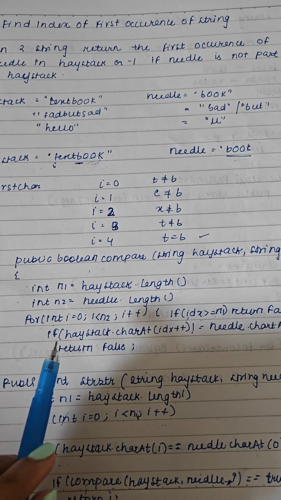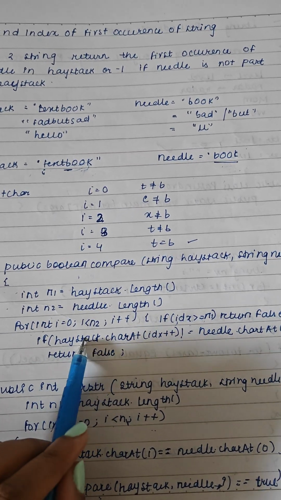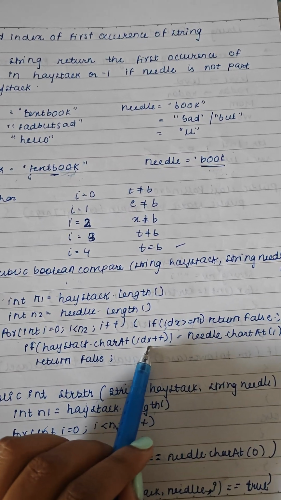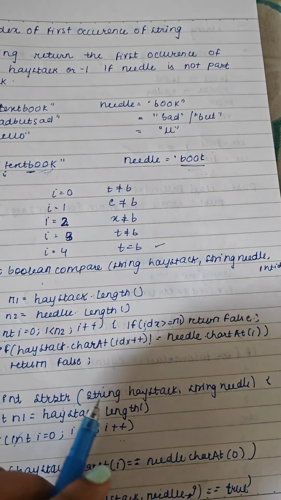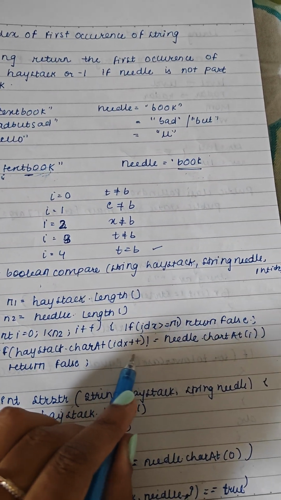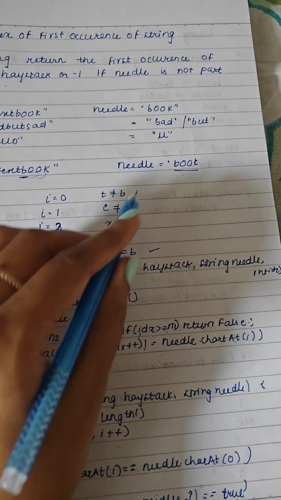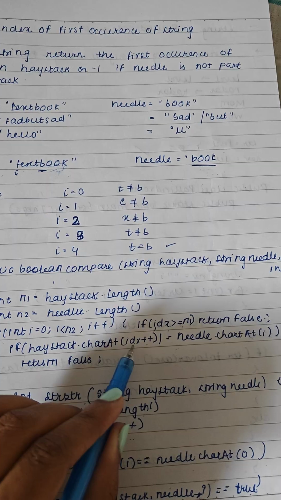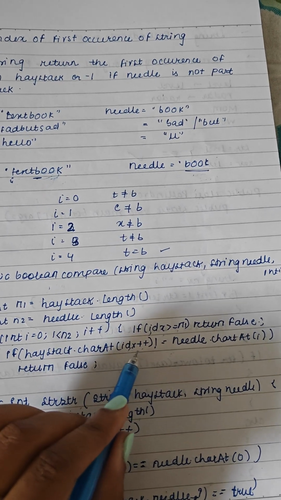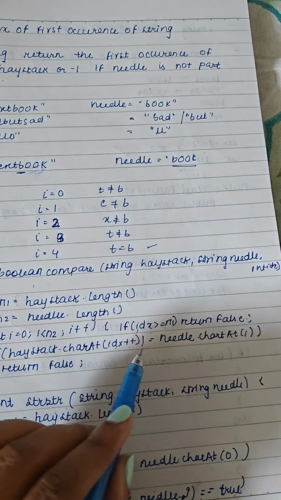Now this is the condition where haystack dot caret index plus plus, so our index is at 4. If you see 0 1 2 3 4, so first it will check 4, which is not equal to caret, so this condition is false. Then again index plus plus, so it will check at 5. So 5, so i will be 2.